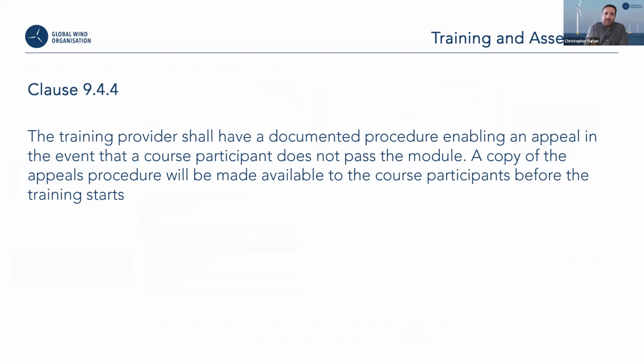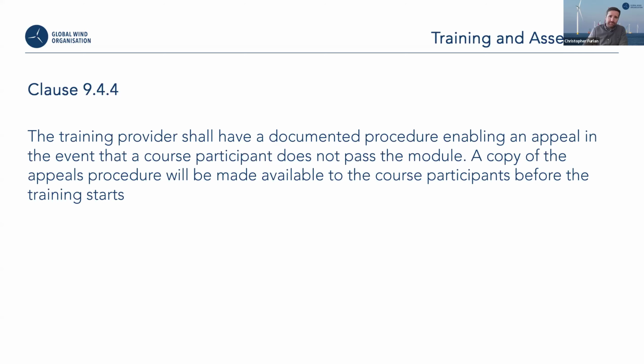One of the other things that we've introduced here, and this is not really a new thing, it did exist before. The addition here is the second sentence. A copy of the appeals procedure will be made available to course participants before the training starts. So here we're requiring the training provider to actually tell the participants what happens if they fail the course and want to appeal it, and they should be notified of this prior to the training starting.